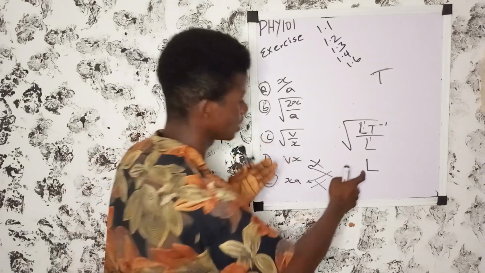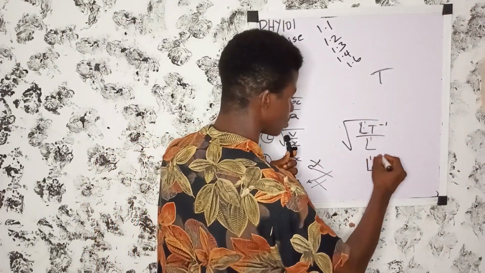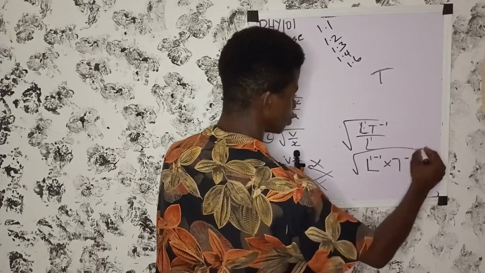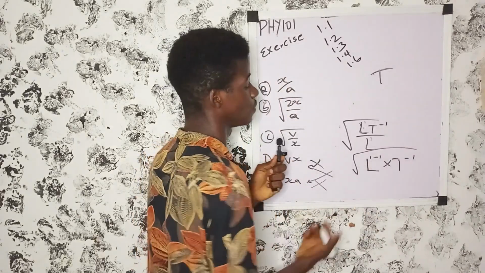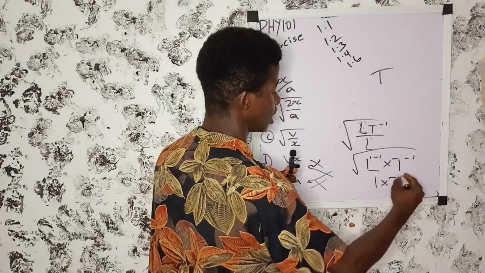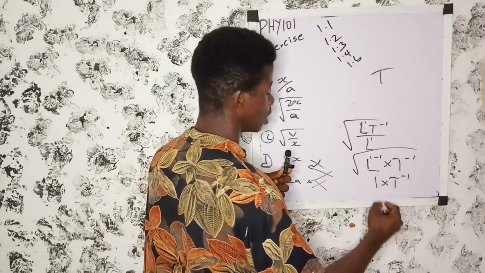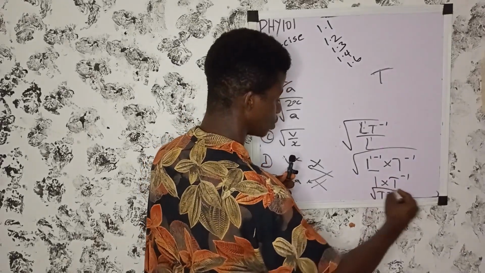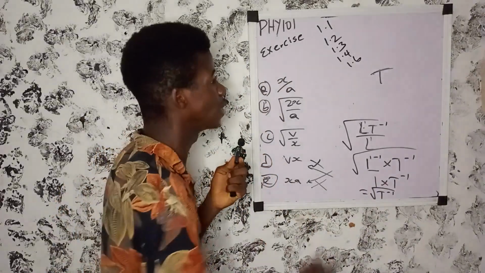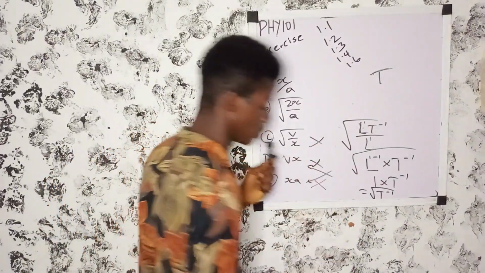We take one of the base and we subtract their power. 1 minus 1, we subtract the power, then times t raised to minus 1, then root. 1 minus 1 gives us 0. So L raised to 0 gives us 1. 1 times t raised to the power minus 1 will still give us t raised to the power minus 1. So our answer will be root t raised to the power minus 1, and we are looking for t, not root t raised to the power minus 1. So therefore this one is not correct either.